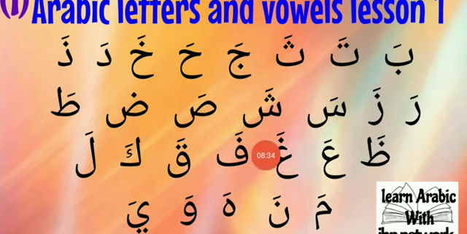Here we have fa together with fatha. So we say fa fatha fa. So we have fa, fa, fa. Here we have qaf together with fatha. We have qaf fatha qa, qa, qa, qa.